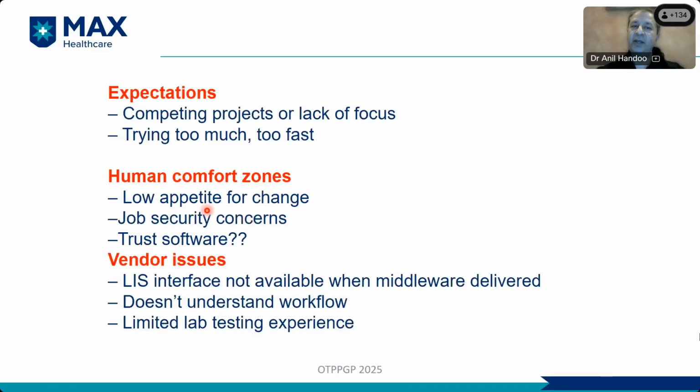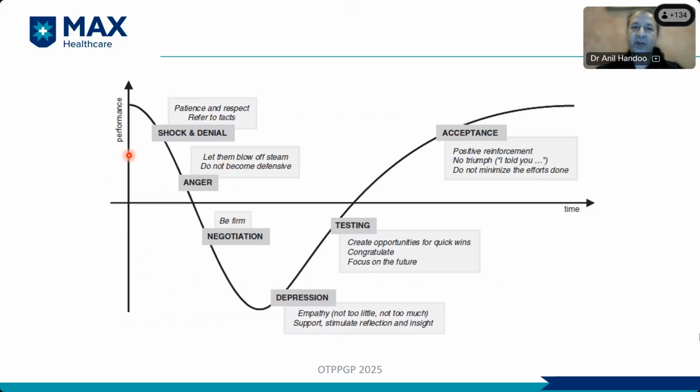And you are actually getting people out of their comfort zones, and there are vendor issues. So whenever you try to implement auto verification, I'm sure most of the people are not willing to get it done. Initially, this is the cycle which most of us go through in real life also, and even when you are putting up the auto verification system. Initially there will be shock and denial, then anger, negotiation, depression, testing, and acceptance eventually, right?